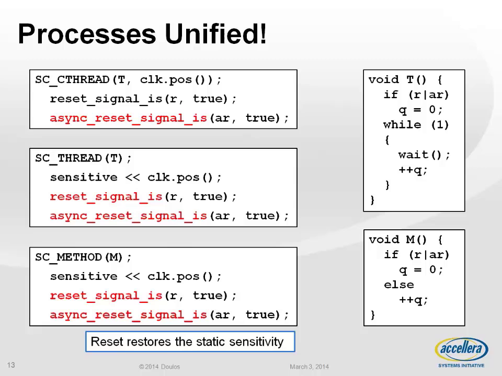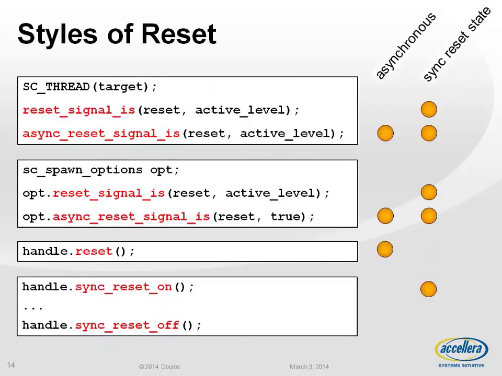Can I think of a really good application for that? No, not really. But at least it makes the API and rules look a lot more tidy and more unified than they were before. So now we've got 3 different ways of setting up resets. We can set up resets using reset_signal and async_reset_signal_is with the process macros. If we're spawning dynamic processes, we've got similar options here, spawn options, to have precisely the same functionality with dynamic processes, so they can also have synchronous resets or asynchronous resets.